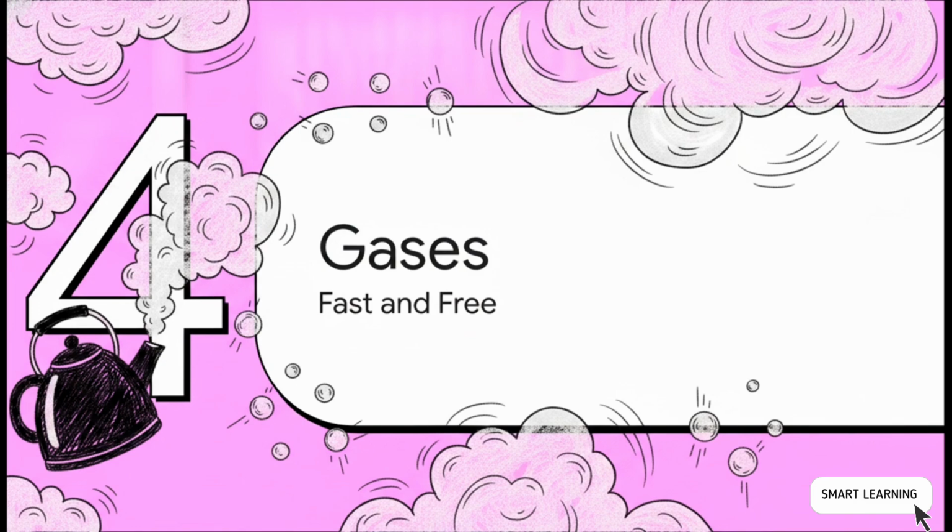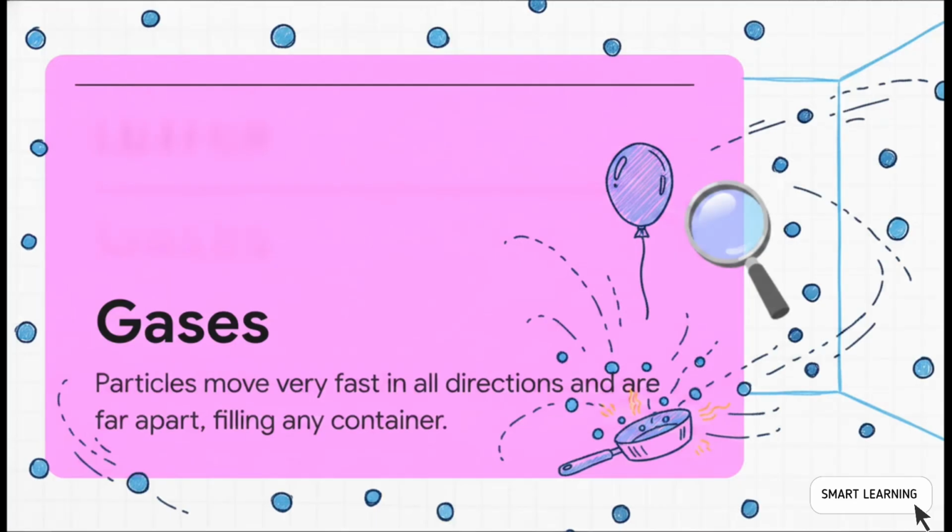Next up, Section 4. Gases. Fast and free. Now turn up the heat until that water boils and chaos truly takes over. In a gas, particles are moving at absolutely incredible speeds in completely random directions. Because there's so much vast empty space between them, they just bounce around relentlessly. They rapidly expand to fill up any available volume, whether that's a small balloon or literally an entire room.